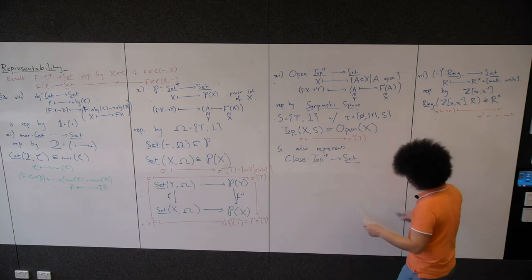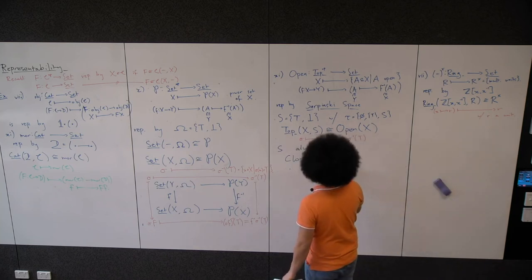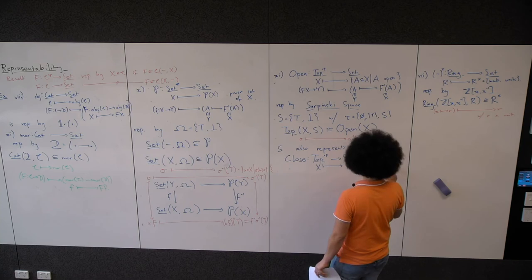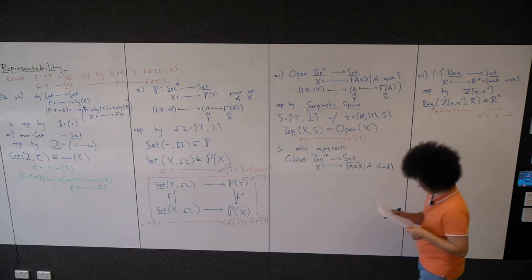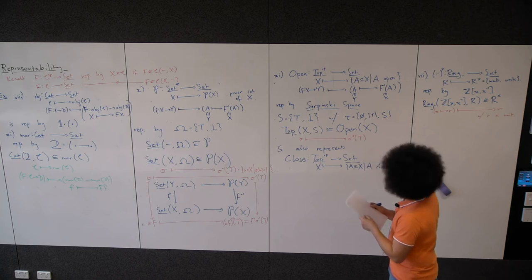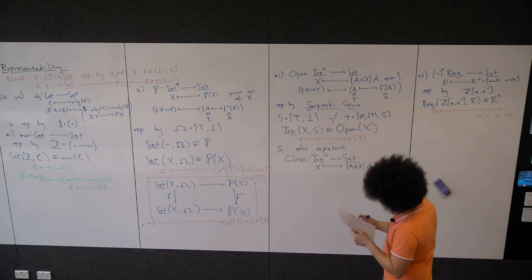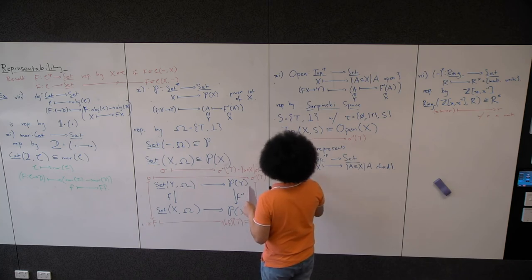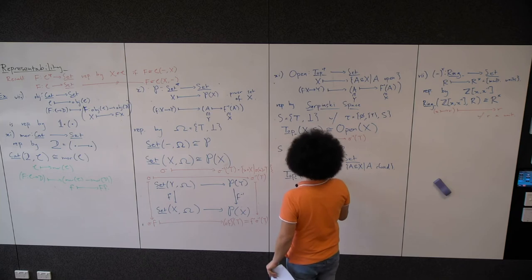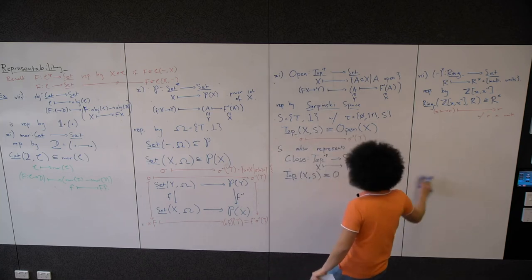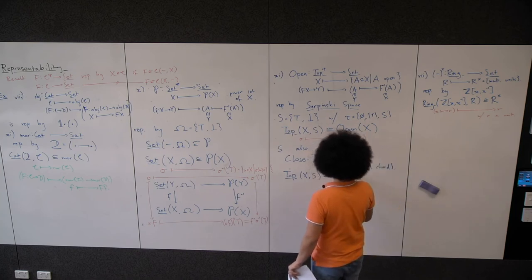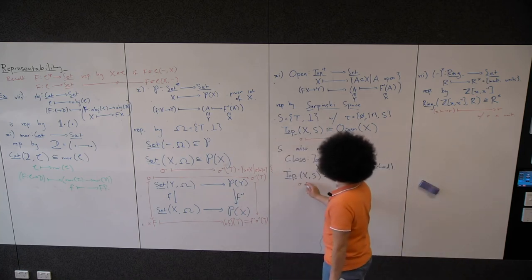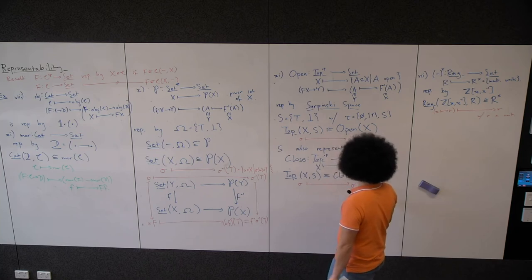All right. So this takes a topological space and sends it to the set of subsets which are closed. And it does the same thing essentially on maps. And we have Top(X, S) is isomorphic to Close(X), and it's isomorphic by sending a map sigma to the pre-image of false.